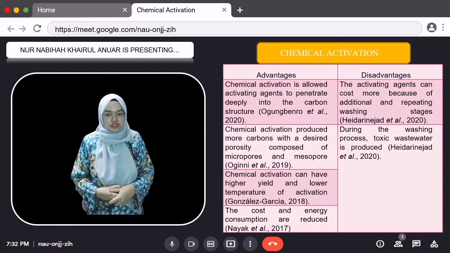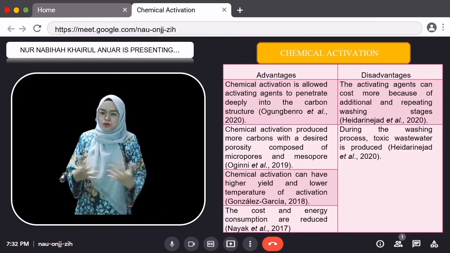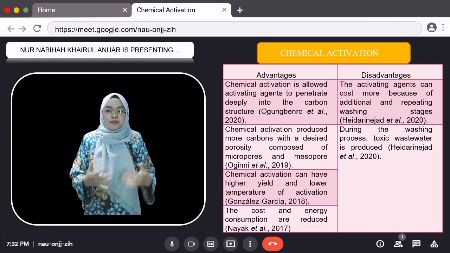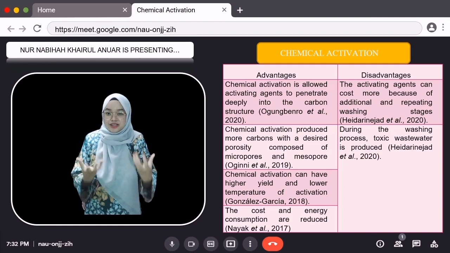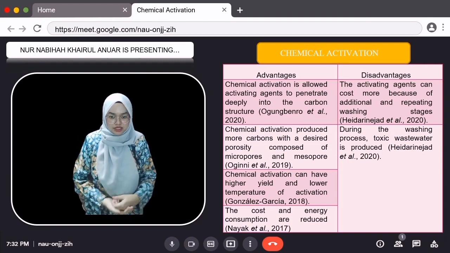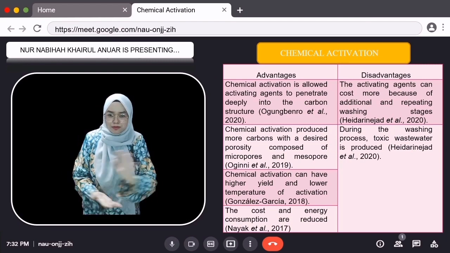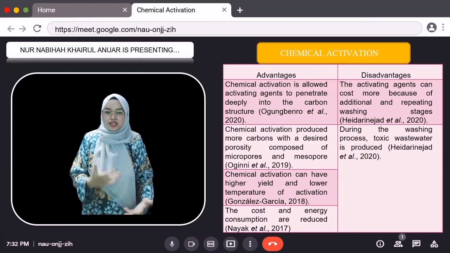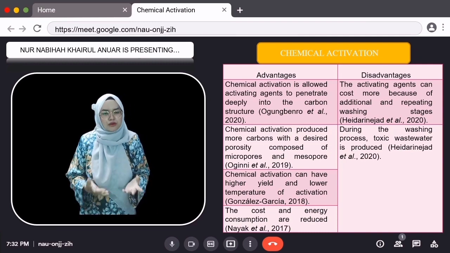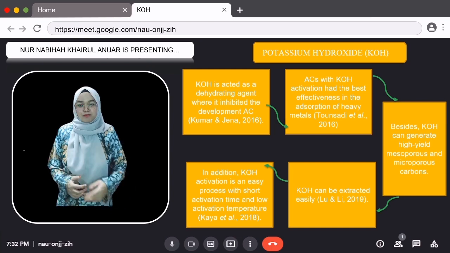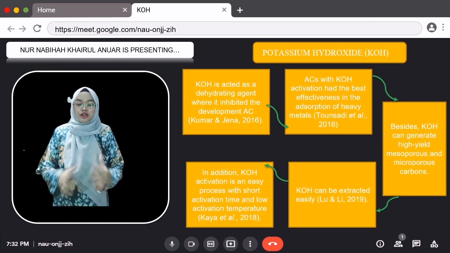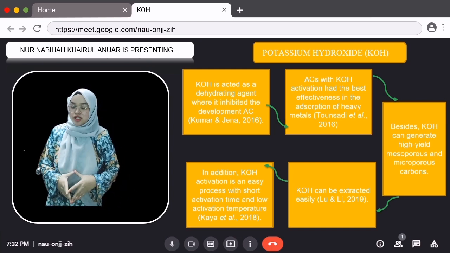Disadvantages of chemical activation. The activating agents can cost more because of additional and repeated washing stages to eradicate the spent activating agents from the final mixture at the end of the activation process. Furthermore, during the washing process, toxic water is produced, which can cause water pollution. Many activators can be chosen, whether alkaline or acidic. Potassium hydroxide, KOH, is chosen in this review as the chemical agent.